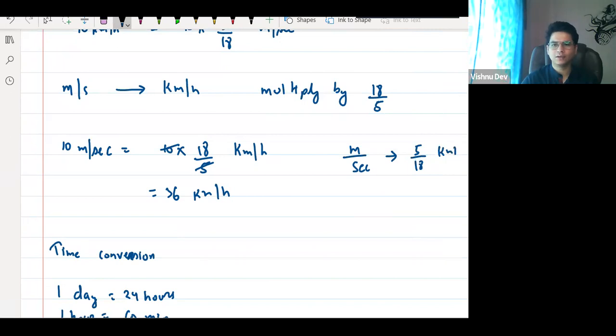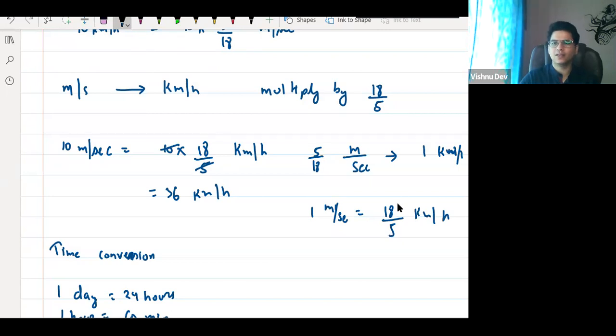Wait. Not 5 by 18. So 1 kilometer per hour is equal to 5 by 18 meter per second. Yes or no? So if this goes to this side, what will we get? 1 meter per second is equal to 18 by 5 kilometer per hour. This is the unitary method, yes or no? We transposed it, took it from one side to the other side. Okay Aditya, just transpose.